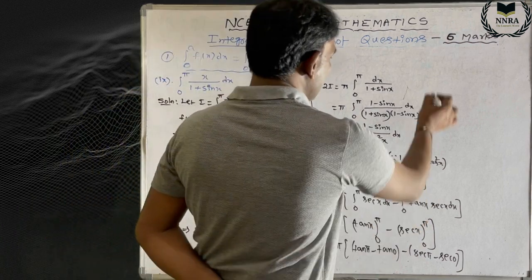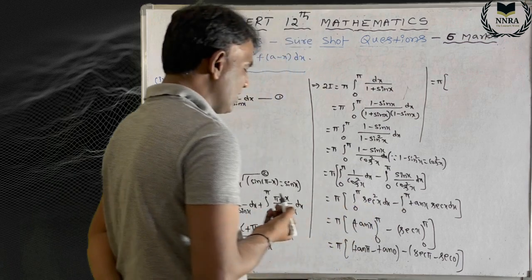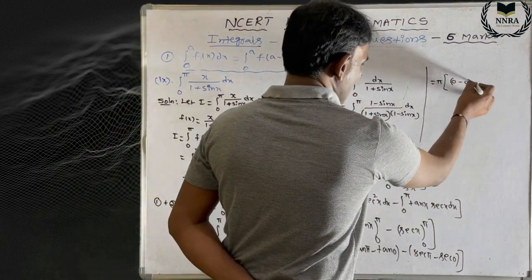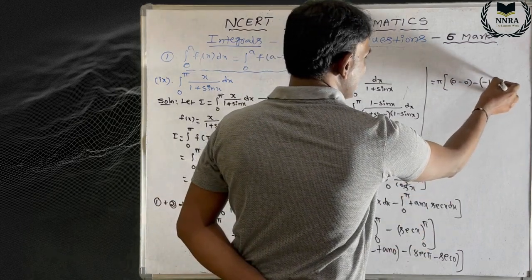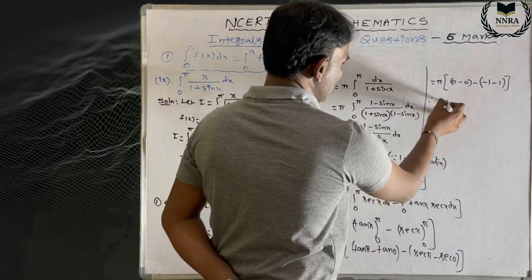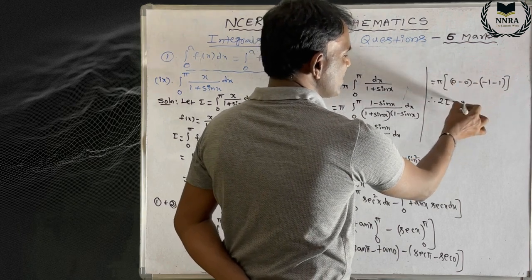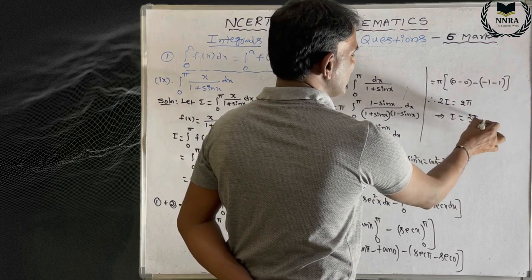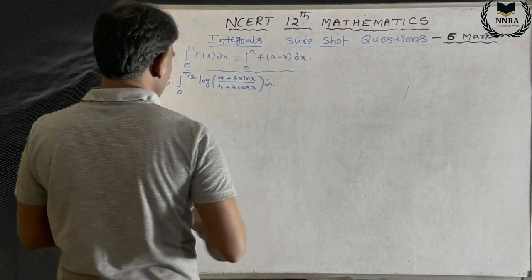So I am writing here, that equals pi into, so tan pi value is 0, tan 0 is 0. So it is 0 minus 0. So minus, and how much is it? Secant pi is minus 1, minus secant 0 is 1. Then the left hand side value is 2I. So therefore 2I equals, minus of minus plus 2. So 2 into pi is 2 pi. Then what is the value of I? That can be written as 2 pi by 2 equals pi. That is the answer.